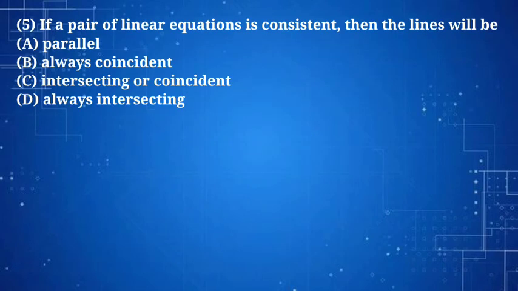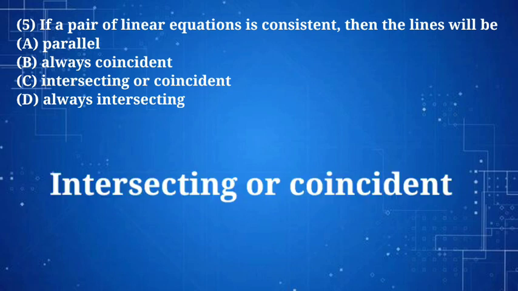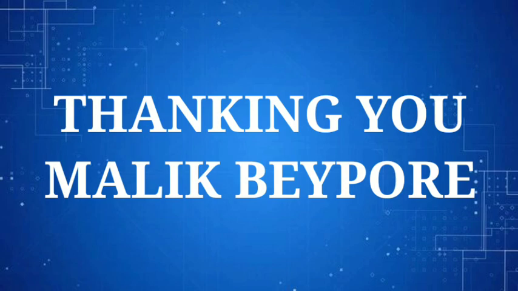Then question number 5. If a pair of linear equations is consistent, then the lines will be. So we have 4 options. We know what is meant by consistent. That is, in a pair of linear equations, when we get one solution or infinitely many solutions, that is called consistent. So here the option C, intersecting or coincident. Intersecting means we get only one solution and coincident means infinitely many solutions. So the correct option is intersecting or coincident.